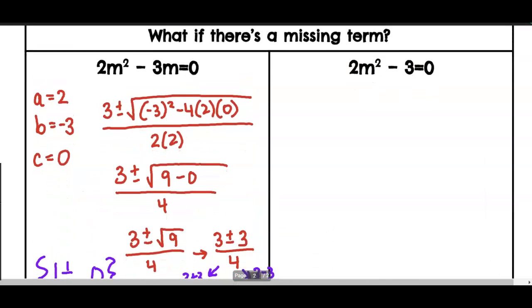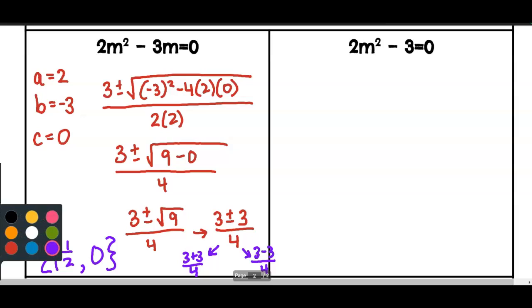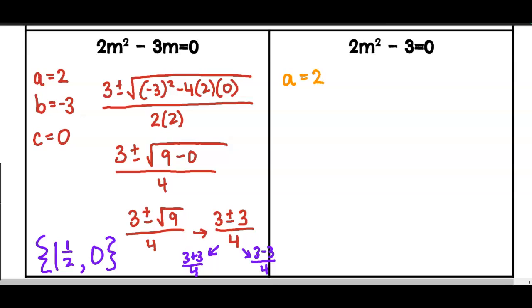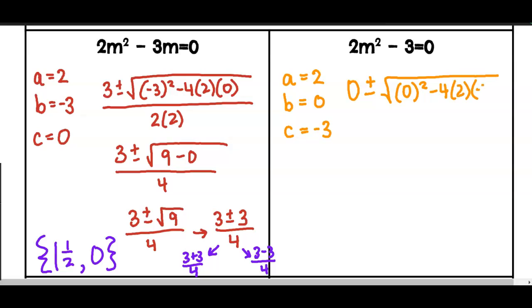All right, so now looking at this second one, what term is missing this time? The B value. So our A value is 2, our B value is non-existent, and our C value is negative 3. So using the formula, opposite B, so just 0. So you really don't need that. So plus or minus, if you want to put 0 at the front, you can, just to remind yourself. B squared, so 0 squared, minus 4 times A times C all over 2A. All right, we don't really need the zeros, so we can cancel those out.